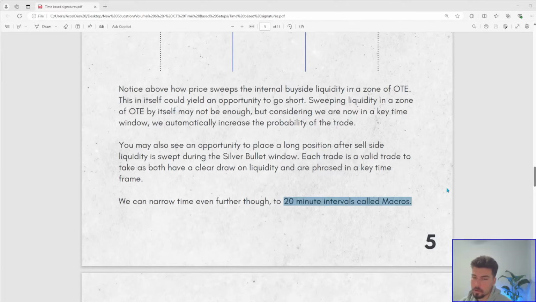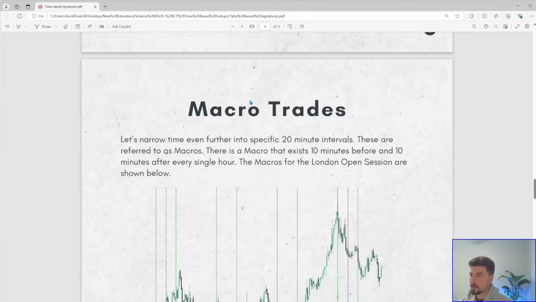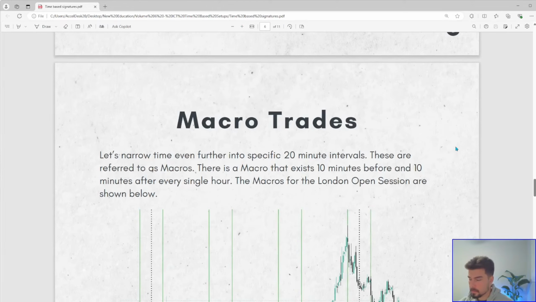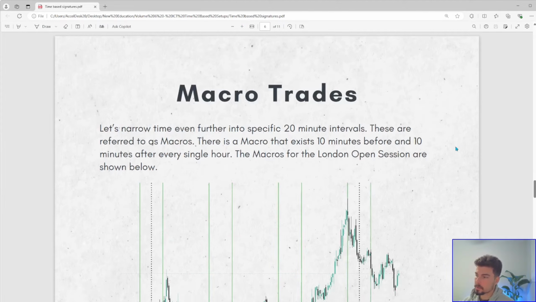So I think now we're going to talk about these 20-minute intervals called macros. Now, I just want to phrase this, and I'm going to make it nice and short and sweet. There is a macro every single hour, 10 minutes before and 10 minutes after, right? This is what I trade, right? I trade this mix of silver bullet, mix of the London Open, but I predominantly trade macros. Why? Because it's such a narrow time frame, and I'm able to zone in and focus around that time frame.